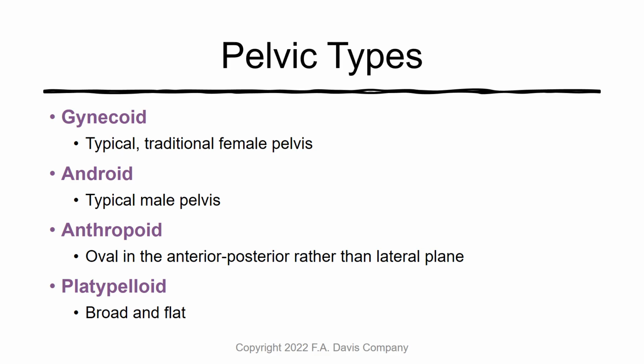Anthropoid is similar to the gynecoid, but the suprapubic arch may be narrowed. It is oval shaped and it can cause posterior fetal descent. And platypelloid is broad and flat. It really bears no resemblance to any lower mammal form. This type of pelvis can cause fetal descent to be transverse, which is across, and this type of pelvis will not allow for a vaginal birth. So look on page 32. Figure 2.9 actually shows you these different types, how they look, that we just discussed. So page 32, figure 2.9.